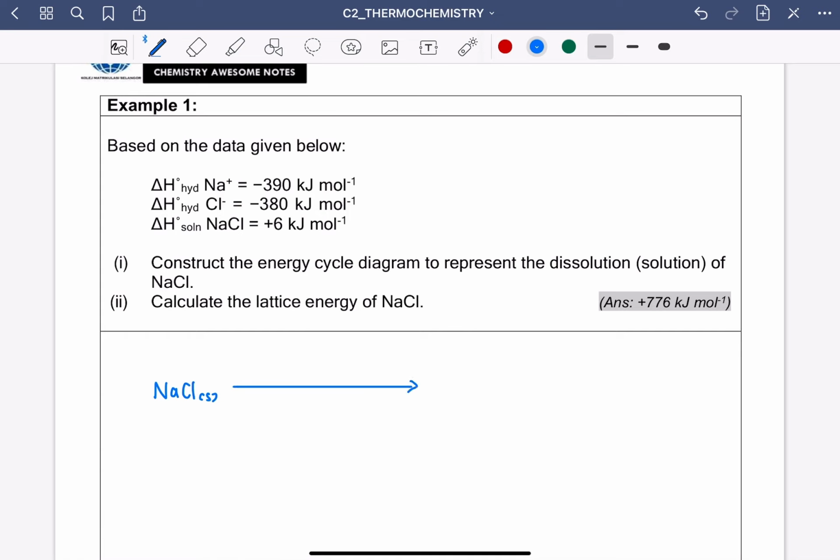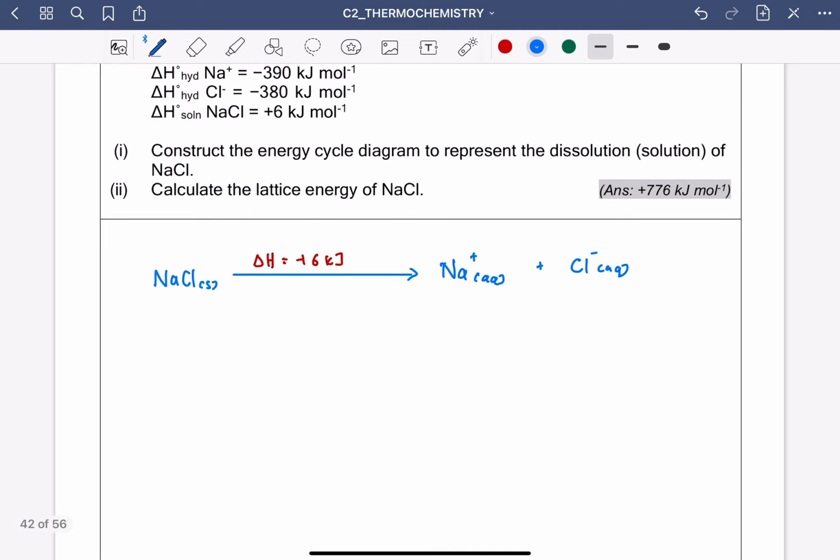Okay, so this is enthalpy of solution. We know from sodium chloride solid, it will turn into aqueous ion. Okay, and the enthalpy involved is, in this case you can just write positive 6 kilojoule. Okay, next one. Sodium. I like to make it like this. Why, madam? Because I just want to make it straight later on.